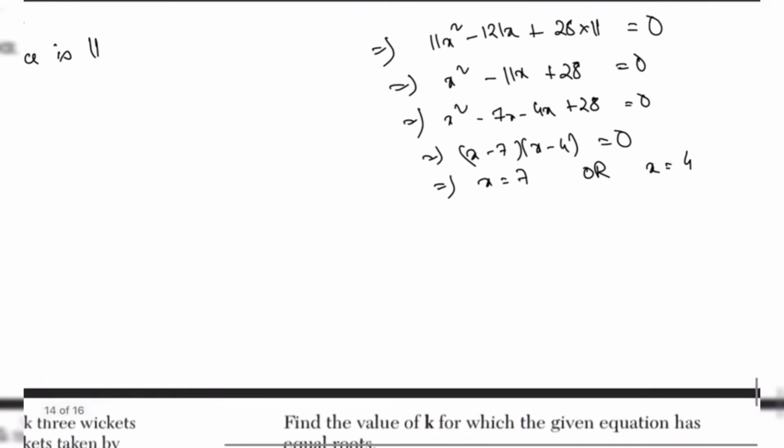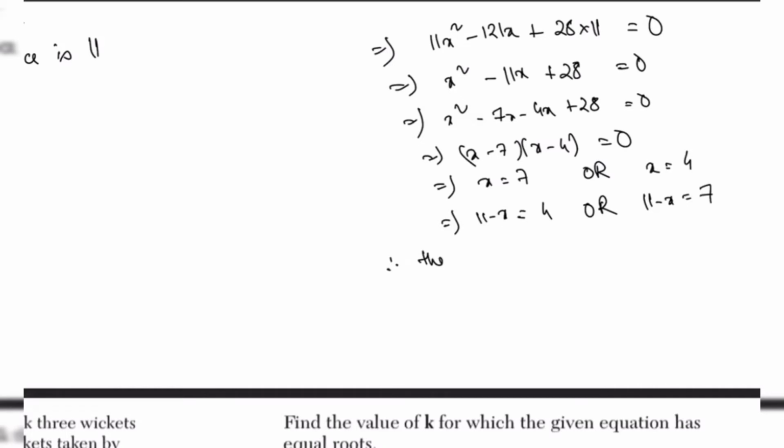You can see that if one of them is 4, the other number is 7. So what I'm saying is, implies 11 minus x equal to 4 or 11 minus x equal to 7, right? Therefore, the two numbers are 7 and 4. Okay.